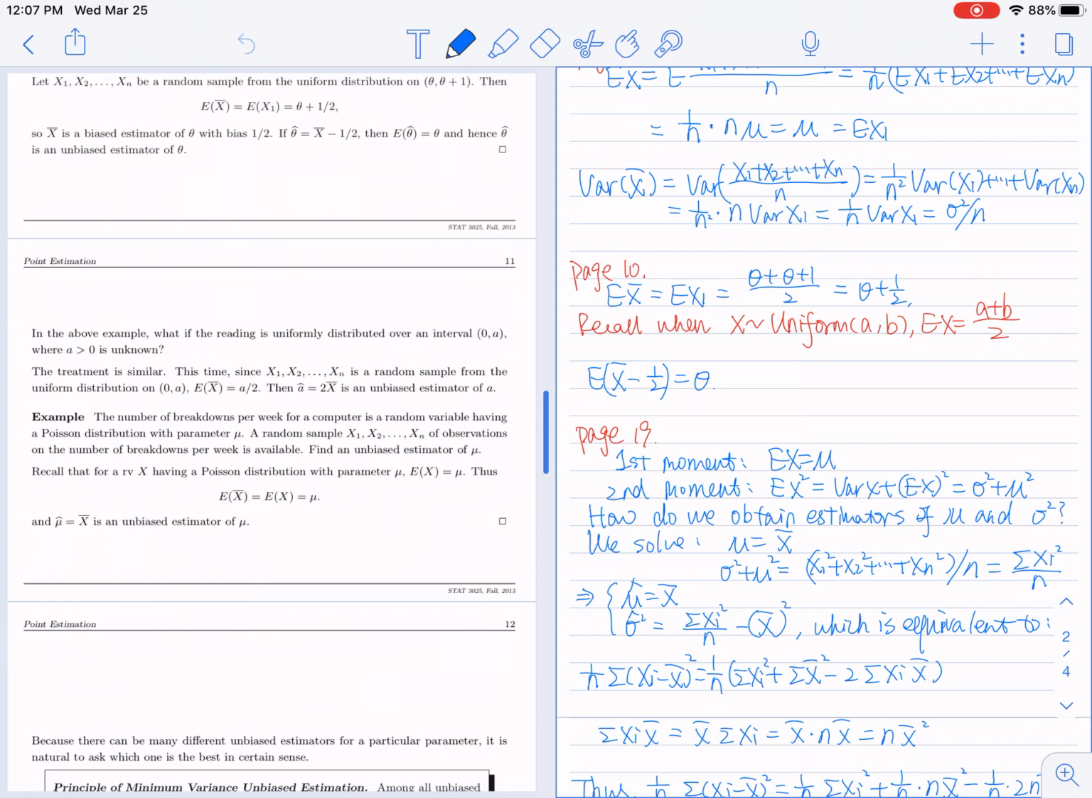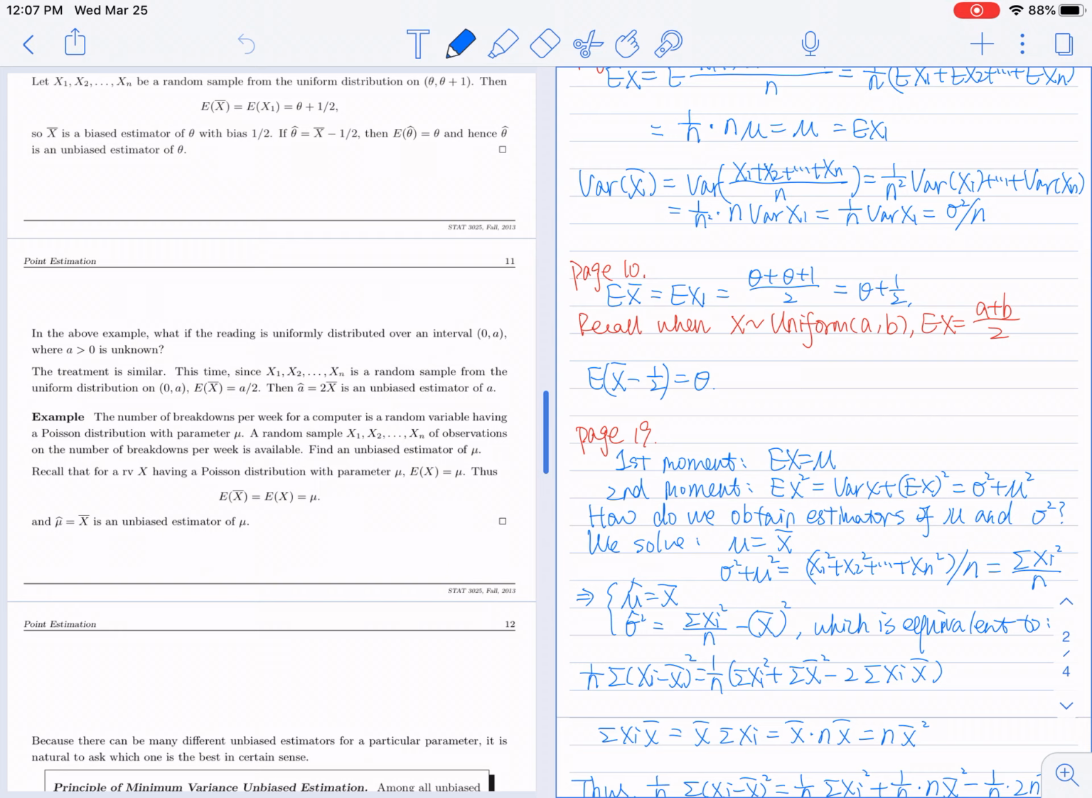And let's modify this example a little bit. So instead of a uniform distribution from theta to theta plus 1, now we consider a uniform distribution over the interval 0, a. And what is the expected value of x bar now? So the expected value of x bar will be equal to the expected value of a single x1, right? And we know the expected value of x1 will be equal to the average of 0 and a, which is a over 2. So again, x bar is also a biased estimator.